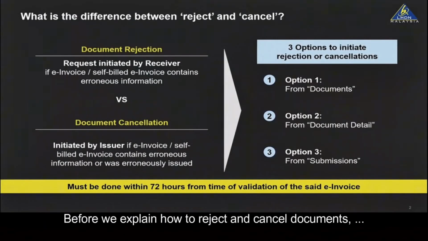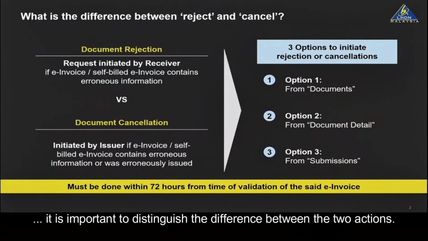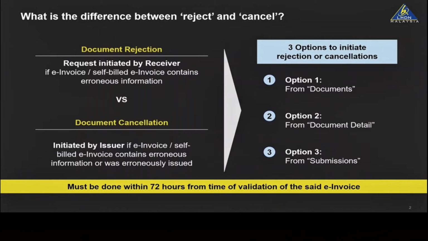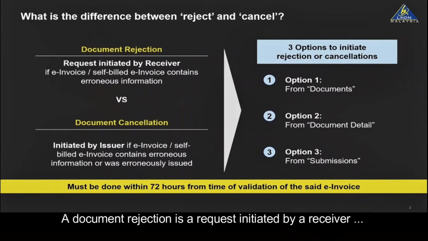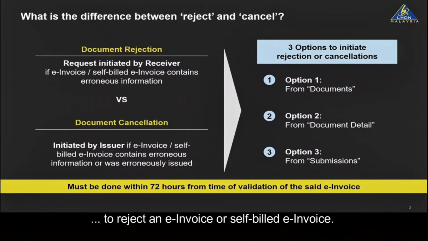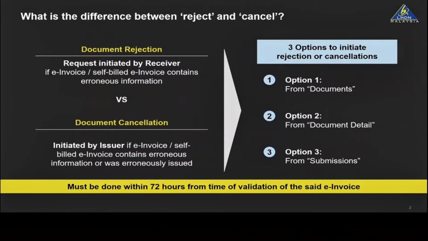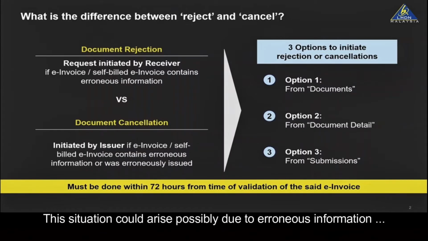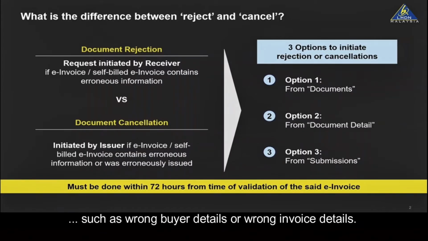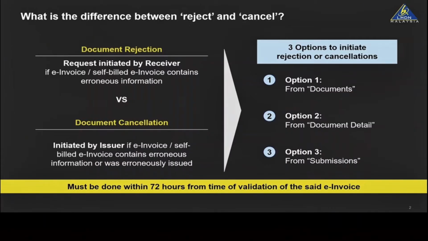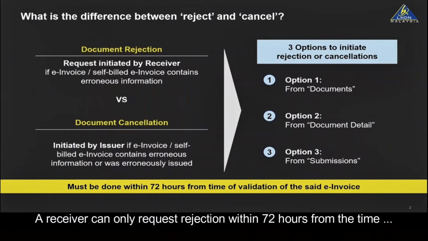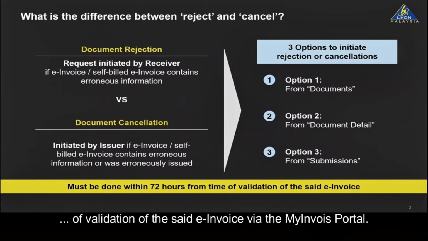Before we explain how to reject and cancel documents, it is important to distinguish the difference between the two actions. A document rejection is a request initiated by a receiver to reject an e-invoice or self-billed e-invoice. This situation could arise possibly due to erroneous information, such as wrong buyer details or wrong invoice details.